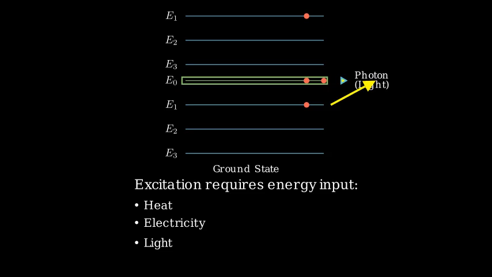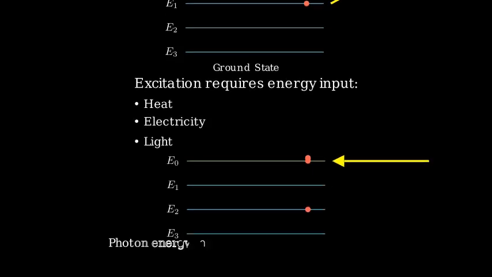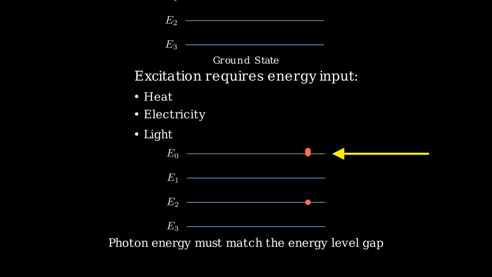Now, let's talk about absorption. Absorption happens when an electron captures a photon of light and uses that energy to jump to a higher energy level. But there's a catch. The photon must have exactly the right amount of energy to match the gap between the electron's current level and a higher level. If the energy doesn't match, the photon will simply pass by without being absorbed.